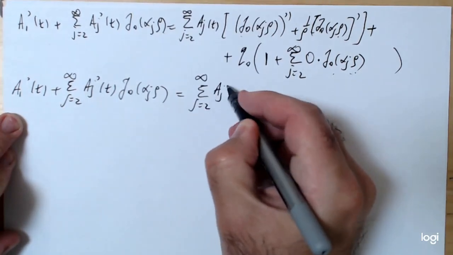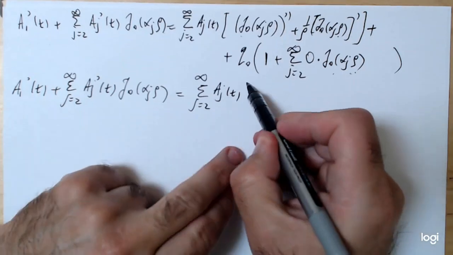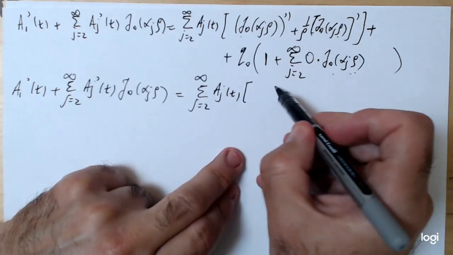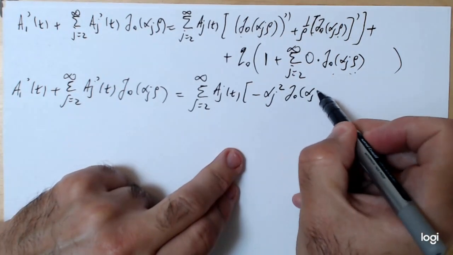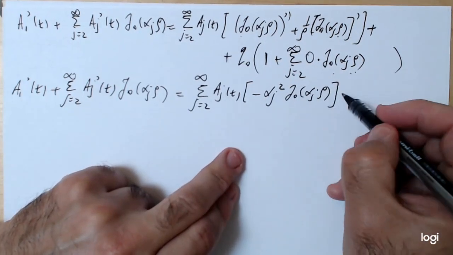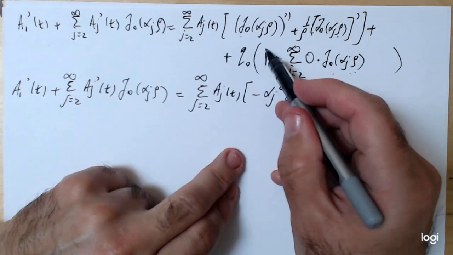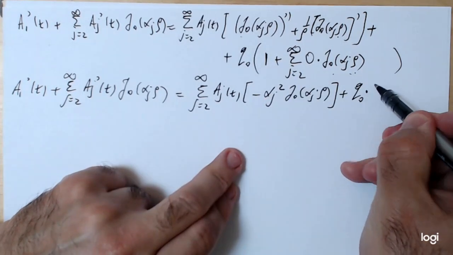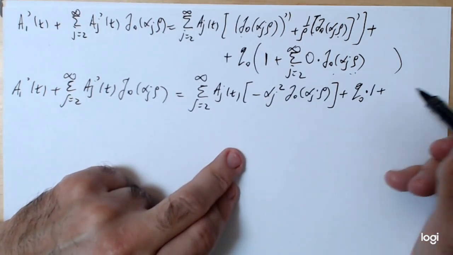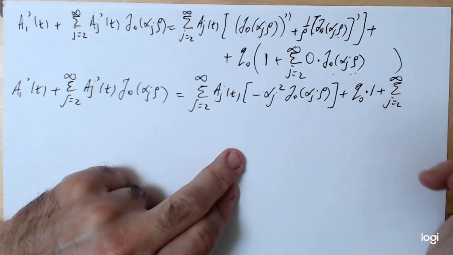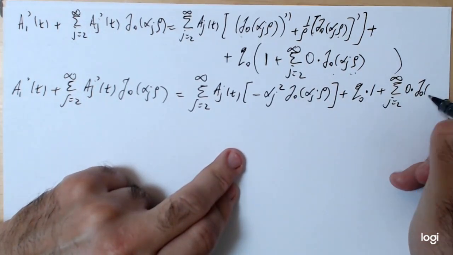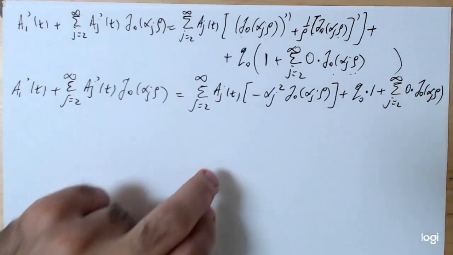And we have A_j of t, and here, like I said, this whole thing is nothing but minus alpha_j squared J_0 of alpha_j rho, plus, let's actually multiply by q_0 times 1 plus summation q times 0 is still 0, summation from 2 to infinity 0 J_0 of alpha_j rho.